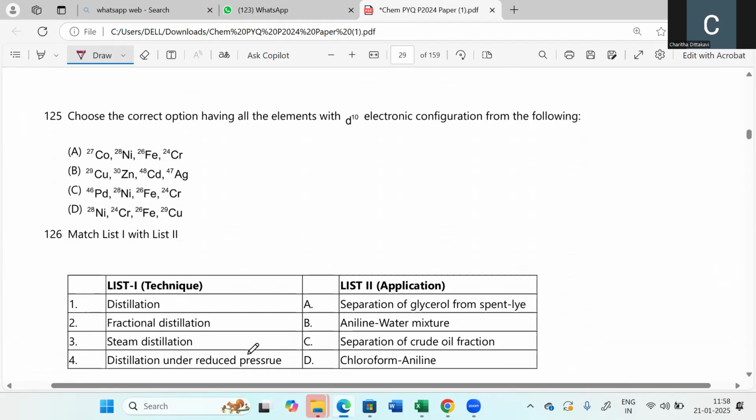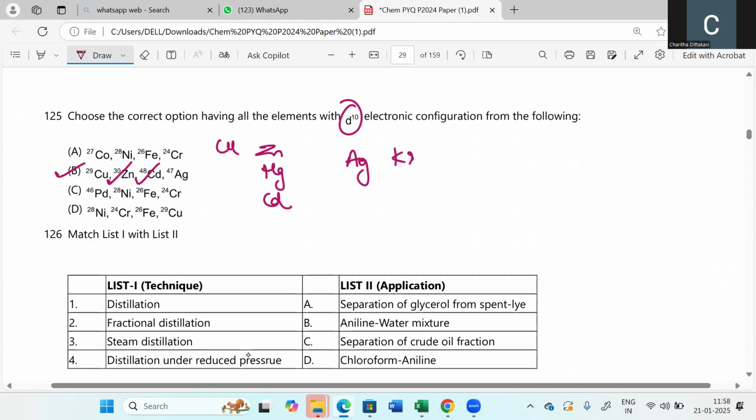Next, 125. Choose the correct option having all the elements with a d10 configuration. Which have d10 configuration? That is what you have to write. Yes, copper will have d10, although it is 29. One electron jumps, giving d10. Zinc is anyway there, and cadmium also. Zinc, mercury, and cadmium will definitely have it. Then copper also will have it, and silver also will have this. Remember that.